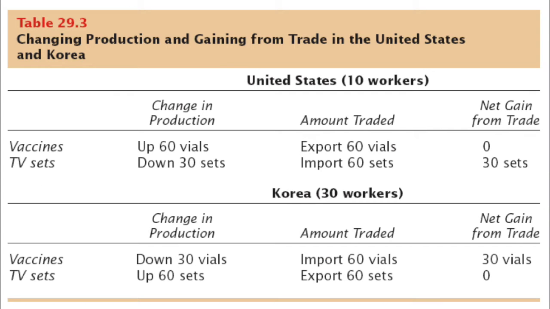This table illustrates the gains from trade due to comparative advantage for the United States and Korea. By moving US workers out of TV set production and into vaccine production, the maximum United States gain from trading is 30 TV sets, with a trade price of 1 vaccine equal to 1 TV set. Similarly, by moving Korean workers out of vaccine production and into manufacturing TV sets, the maximum gain by Korea from trading is 30 vaccines.